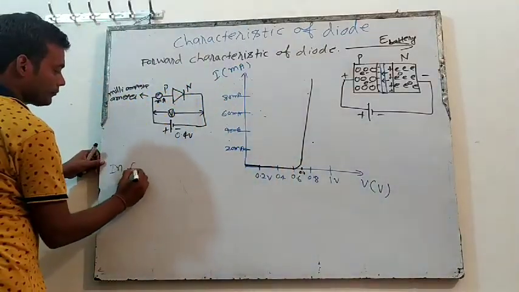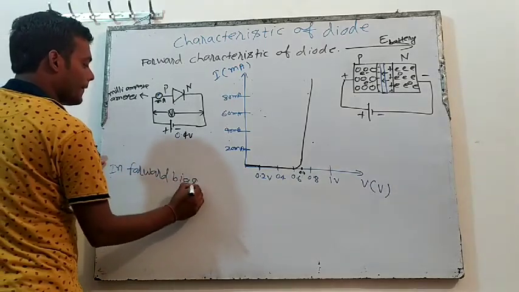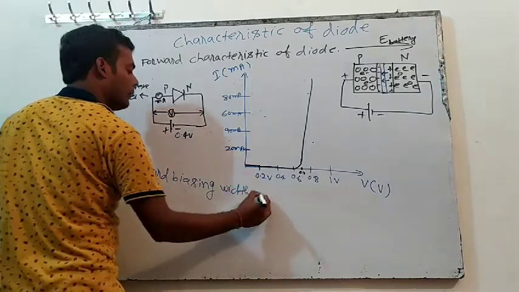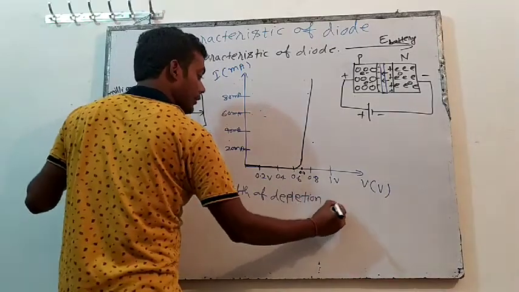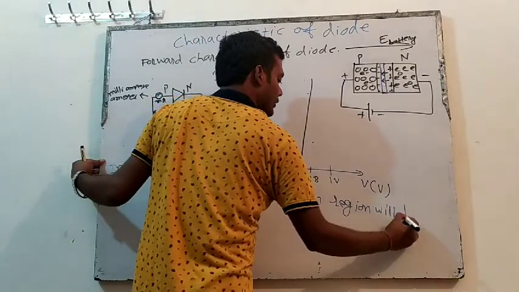In forward biasing, width of depletion region will decrease.